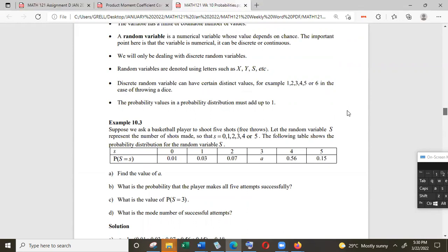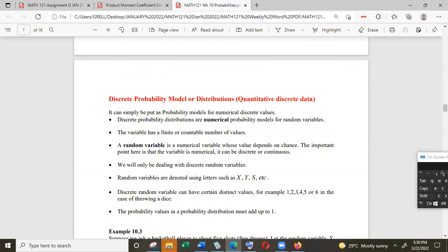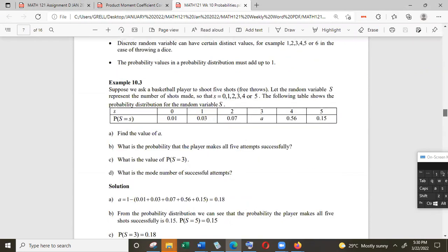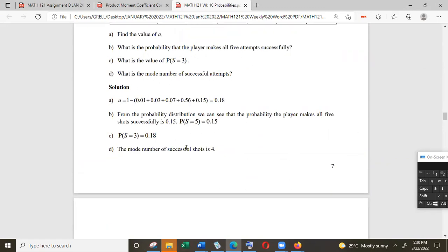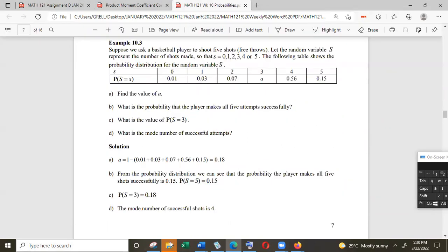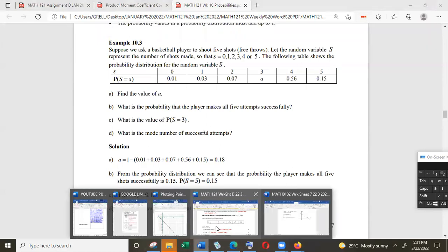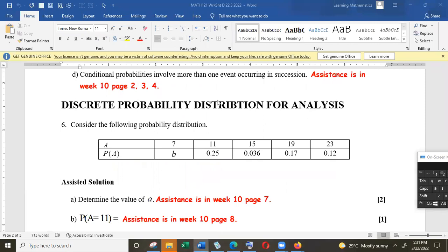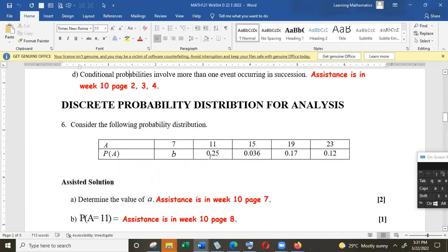And here's an example 10.3. Discrete probability model. Here it is, page 7. Example and solution. As you can see, it resembles closely number 6. And I took the liberty to write the heading for that subtopic, discrete probability analysis. So that's where we'll begin.